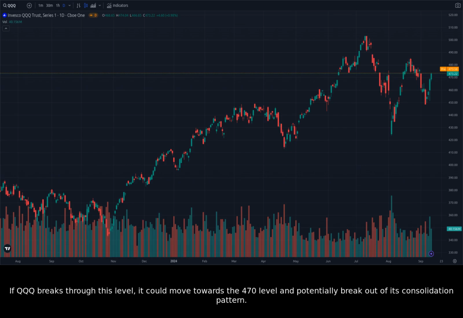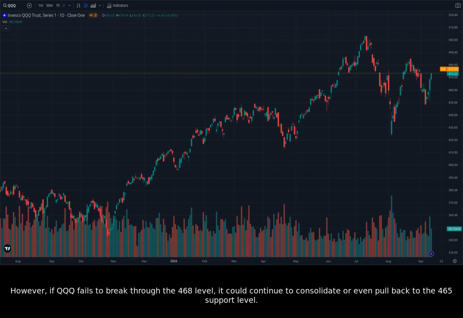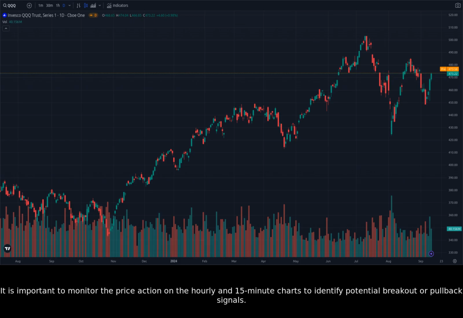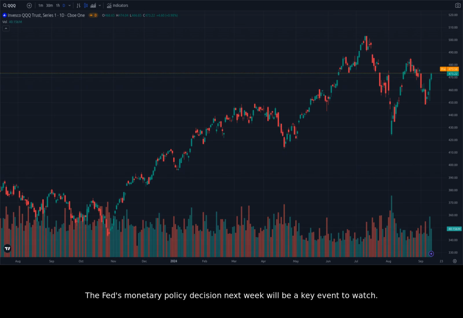If QQQ breaks through this level, it could move towards the 470 level and potentially break out of its consolidation pattern. However, if QQQ fails to break through the 468 level, it could continue to consolidate or even pull back to the 465 support level. The daily chart suggests that QQQ is likely to find support at the 465 level. It is important to monitor the price action on the hourly and 15-minute charts to identify potential breakout or pullback signals. The Fed's monetary policy decision next week will be a key event to watch.